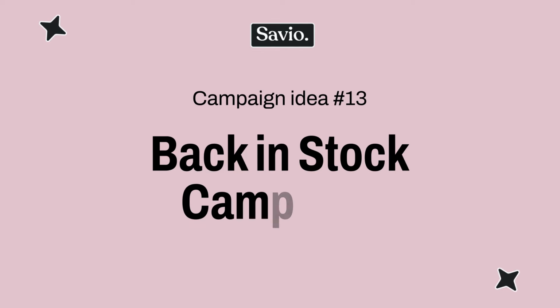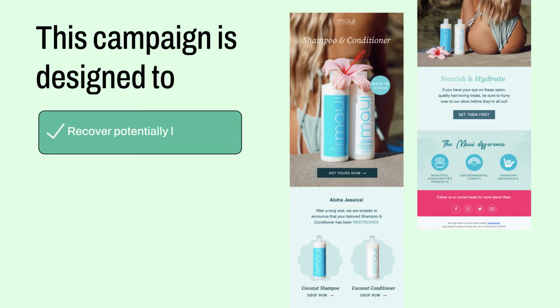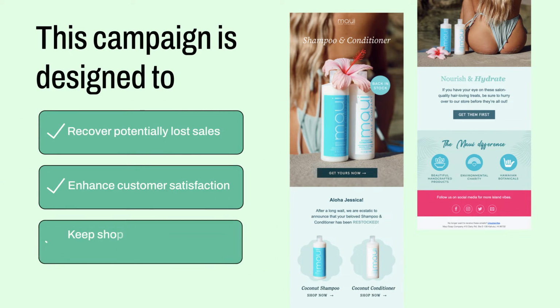Campaign idea number 13, back in stock campaign. You can alert customers when previously unavailable products are back in stock, exciting them to complete their purchase. This campaign is designed to recover potentially lost sales, enhance customer satisfaction, and keep shoppers informed about product availability.